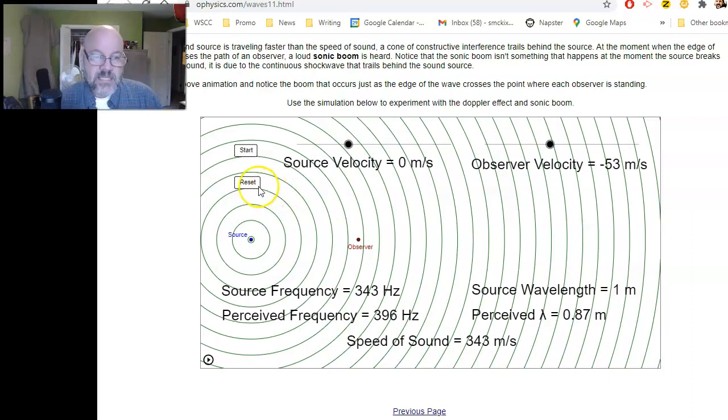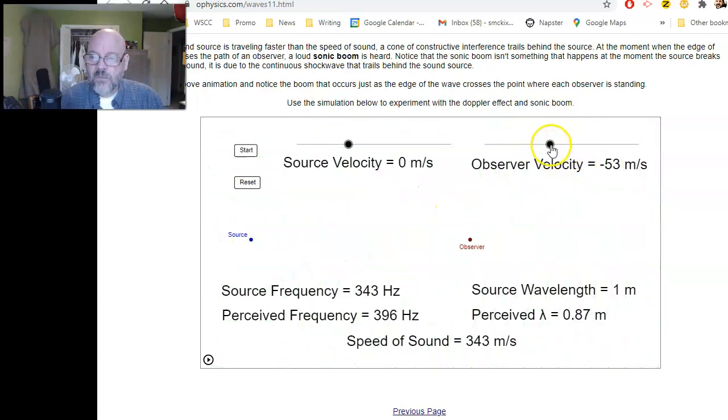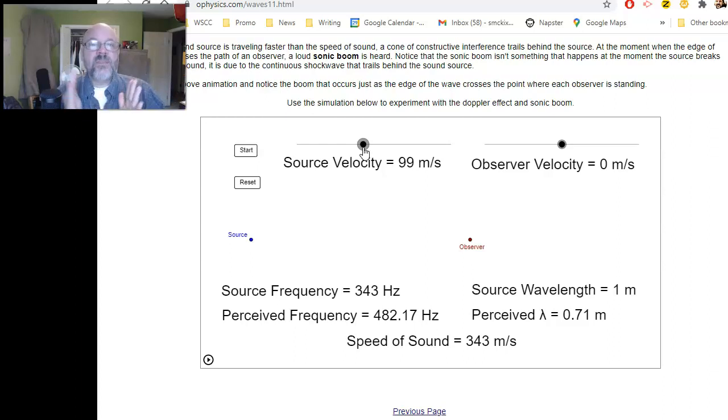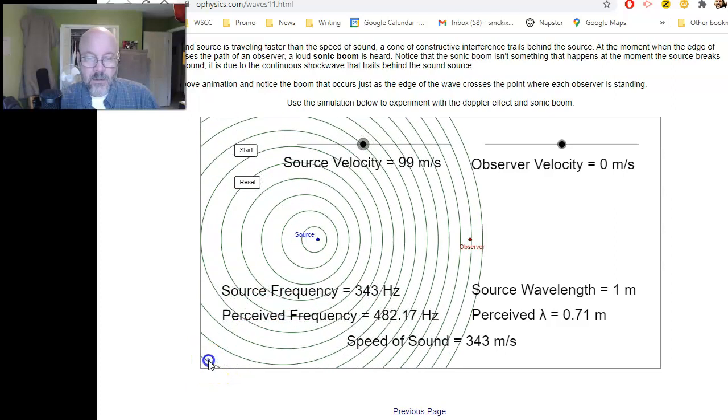Okay, so let me reset this, and I'm going to put our observer velocity to zero. Hopefully, there we go. And let's give our source some speed here. Okay, now what's going to happen here is as the source sends out sound, it's not in the same place every time the sound goes out, okay? And so the effect of that on the source side is that the wavelengths out in front get shortened and the wavelengths behind it get lengthened, okay? So let's take a look here. All right, so you can kind of see what's going on there.